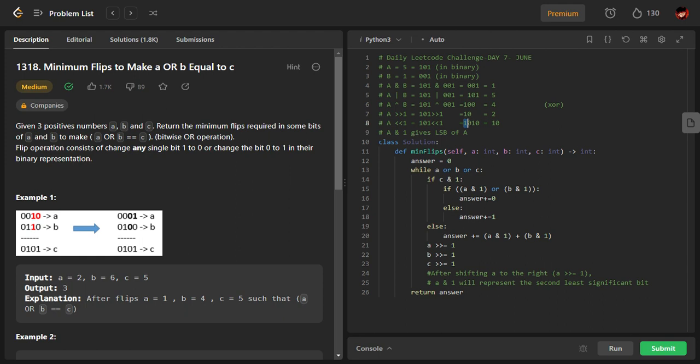If you have understood, please do comment below. You can solve this question using XOR also. I have not used XOR in my answer, but you can also use XOR. That is the only thing which I wanted to mention.